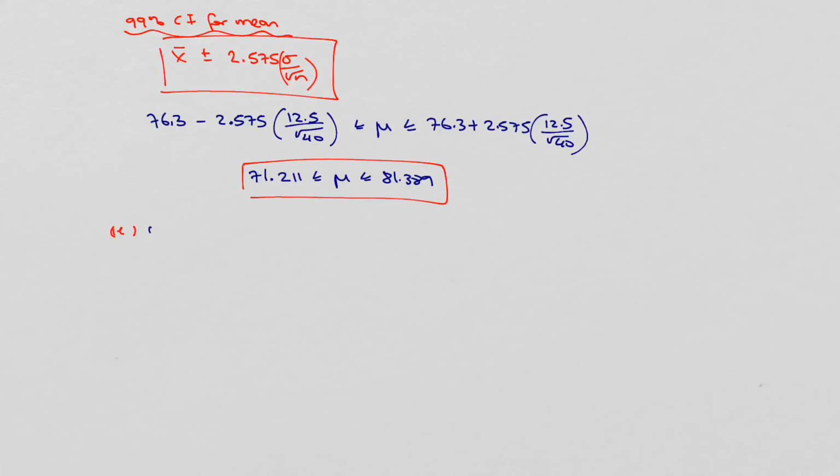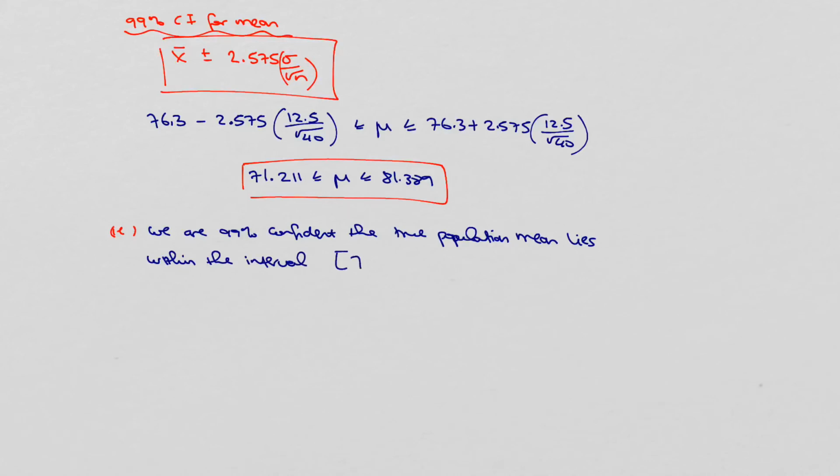So again, we say, i.e. we are 99% confident the true population mean lies within the interval of 71.211 beats per minute and 81.389 beats per minute. Now, of course, if we're looking at the range, what we can see is that the range has now widened. Our confidence interval is much bigger. So obviously we're going to say we're 99% confident because it's a much bigger gap.